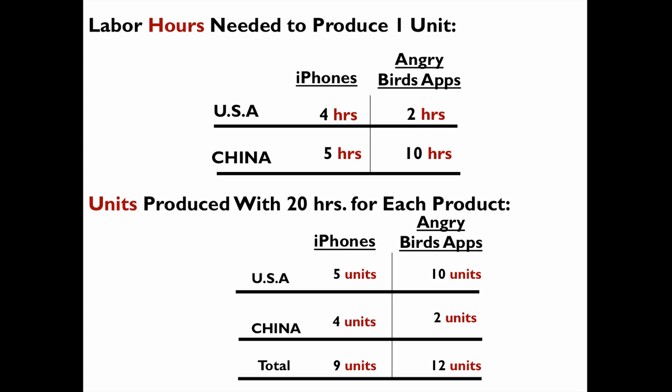Okay, so if they don't trade, these are also going to be the units each country is going to consume. So if there's no trade, the US produces and consumes 5 iPhones, and produces and consumes 10 Angry Birds. China produces and consumes 4 iPhones, and produces and consumes 2 Angry Birds. What we're going to try to demonstrate by introducing trade is that these countries will be able to consume more than they consume with no trade. For instance, the US is going to be able to consume more than 5 iPhones and more than 10 Angry Birds, and China is going to be able to consume more than 4 iPhones and more than 2 Angry Birds.